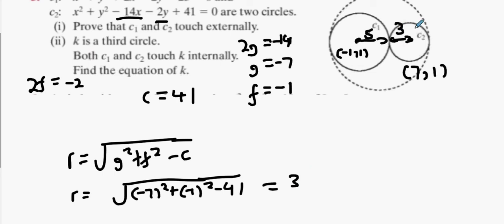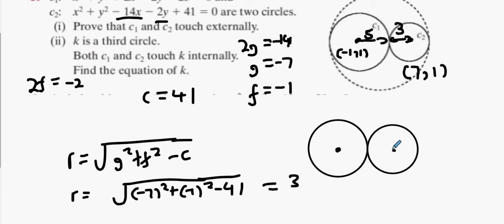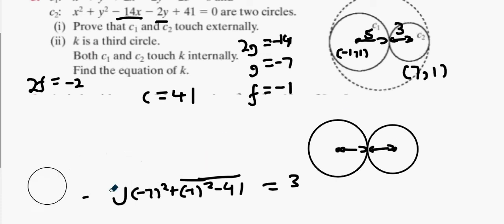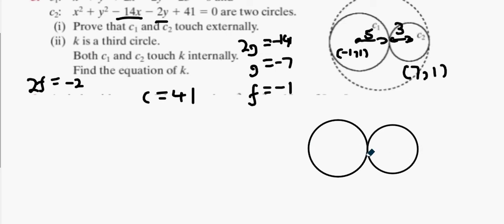Now, when two circles touch each other externally, externally means that they touch like this. Is that alright? When that happens, the distance between the two centres is the same as the two radiuses added up together. Do you get that? So to prove that they touch externally, you need to get the distance between the two circles. You can use the distance formula if you want, but what can you say about the y values?